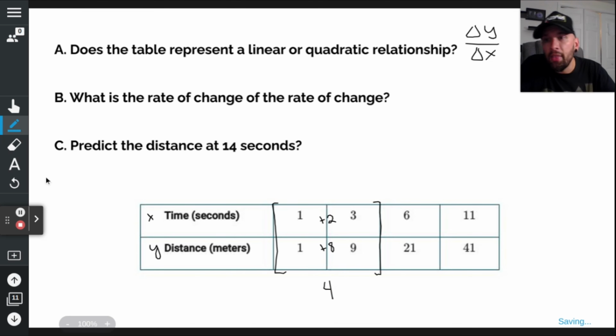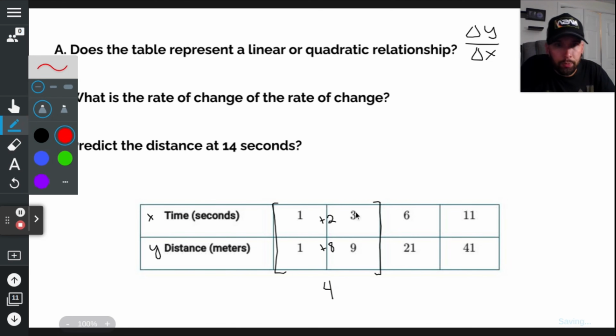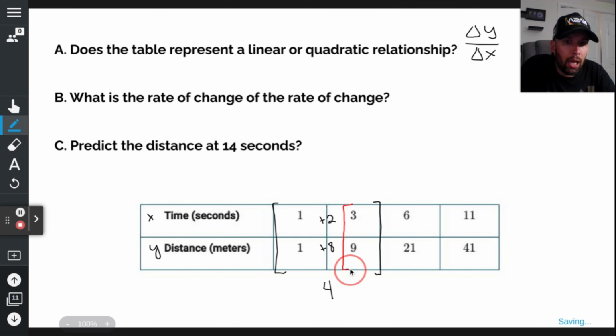And then I do it again. I do it again because that's not good enough for me to make a determination as to whether or not this is linear or quadratic. If it's the same and it's the same again, it's linear. If it's not, it could be quadratic. Let's pray that it is linear.